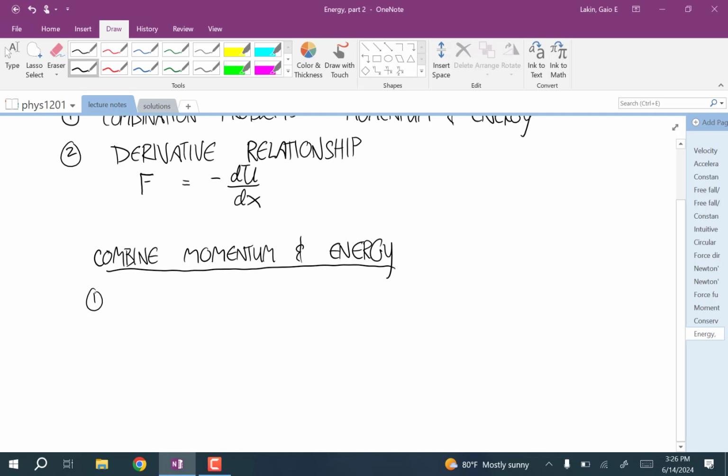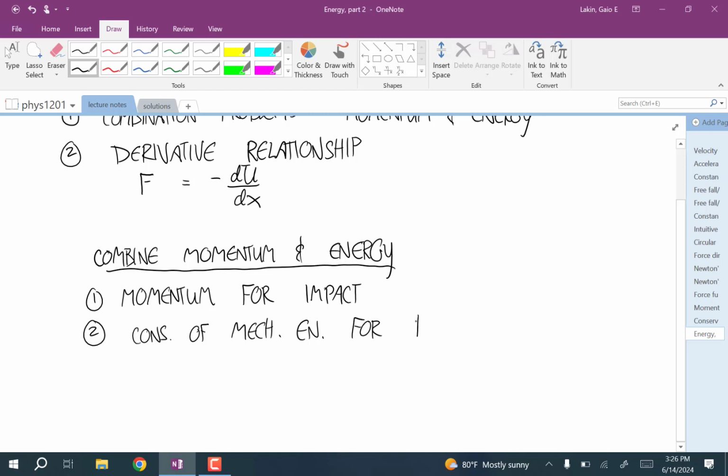So first, momentum is what you're going to use for the impact, and that's going to be a short duration impact, and you're only going to be using momentum for that small amount of time where that impact is taking place. And then you're going to use conservation of mechanical energy for the remainder of the problem.